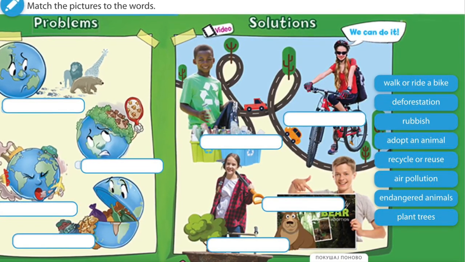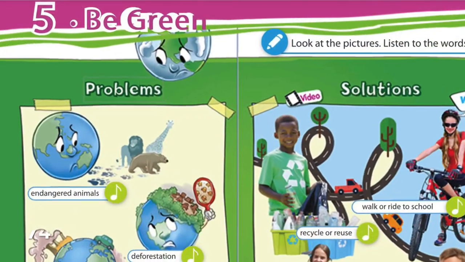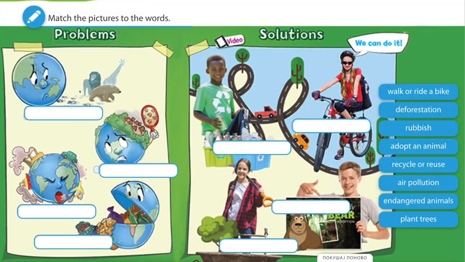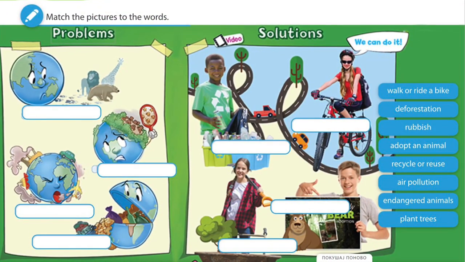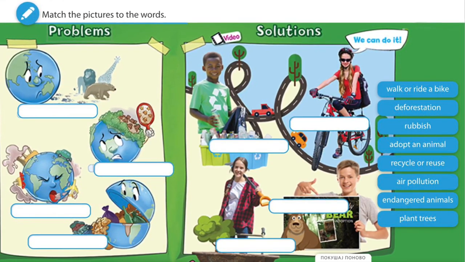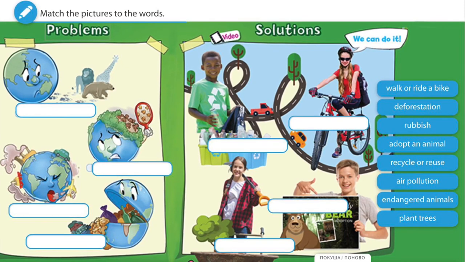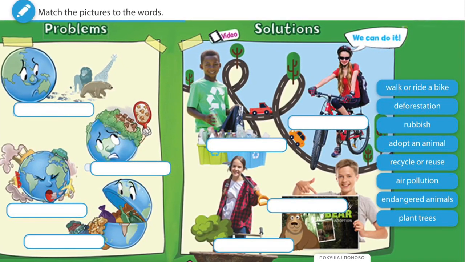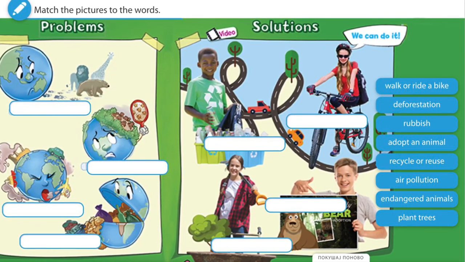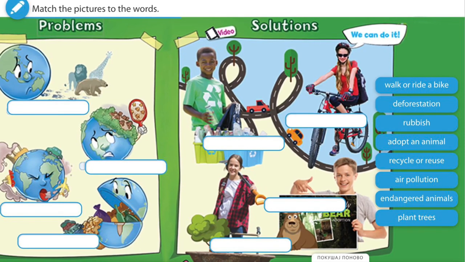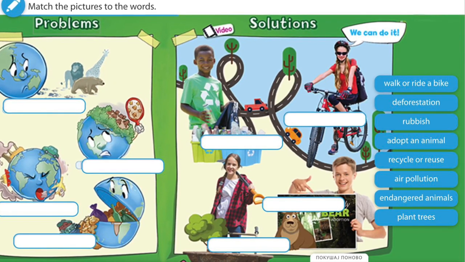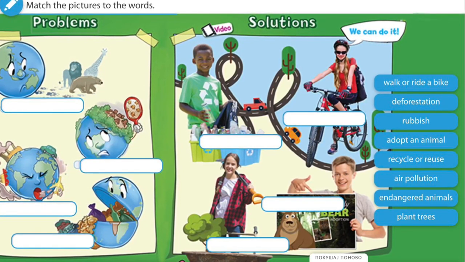Now, open your books, page 74. Unit 5, be green. Let's see. An environment is everything that is around us, which includes living and non-living things, such as soil, water, animals and plants, which adapt themselves to their surroundings. Simply, we would say, the environment is everything you can see around you, the place where you live.